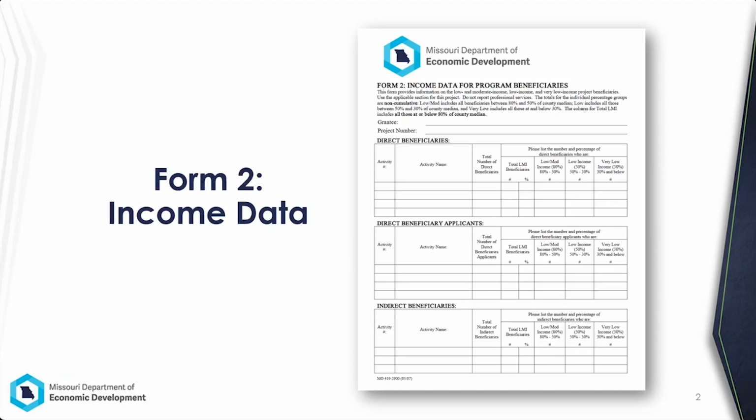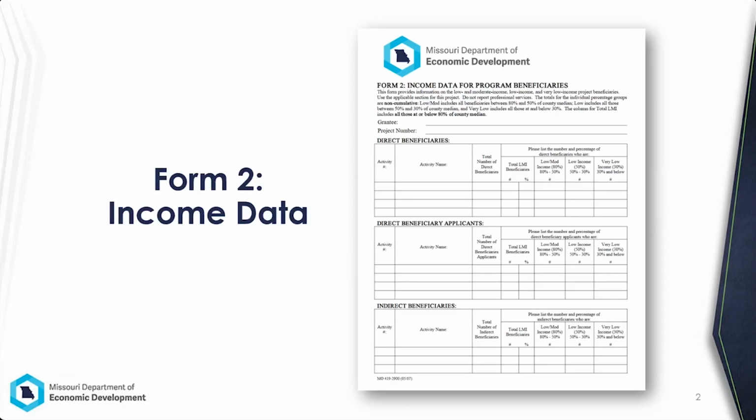Aside from industrial infrastructure projects, which require Form ED1, Form 2 is required for all projects regardless of national objective. The purpose of this form is to obtain the LMI breakdown data for mandatory HUD reporting. Chris already covered how to fill out this form. Now we're covering where the data necessary to complete the form comes from.